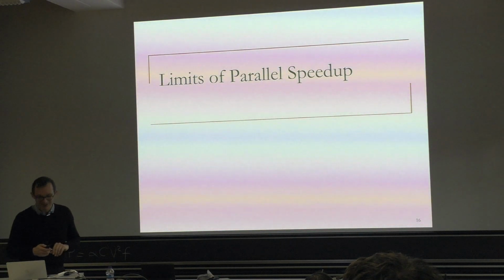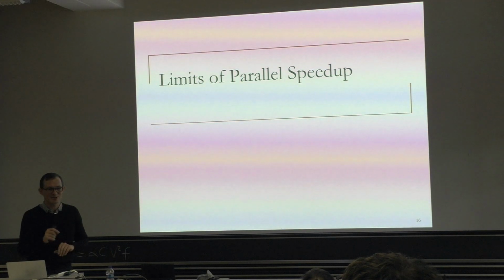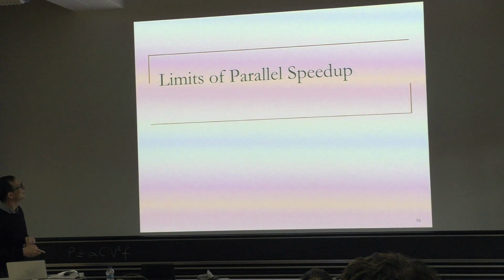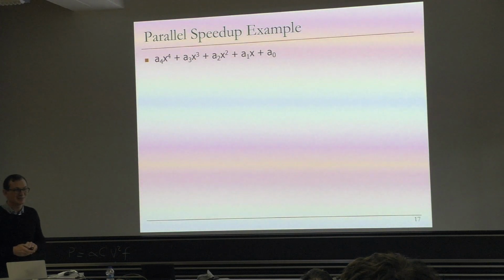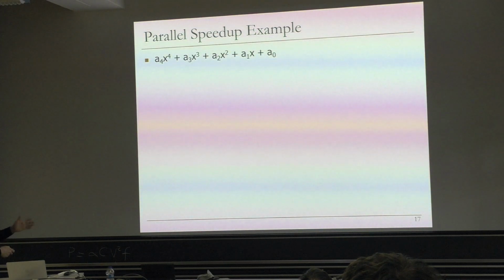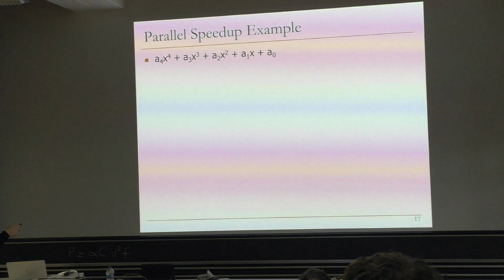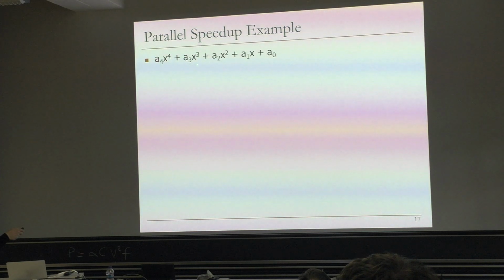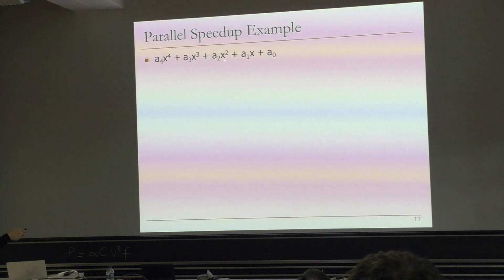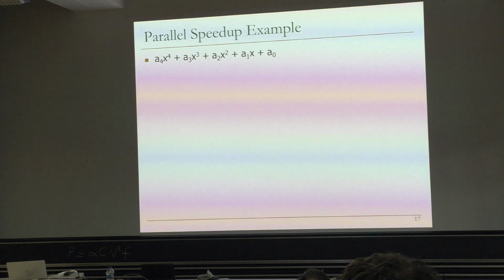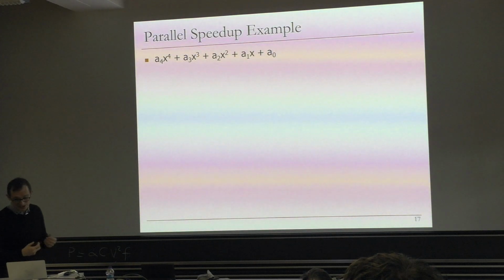I'm going to give you a puzzle. Ready? You may want to take out things that you want to write on. But basically, we're going to look at this example. It's a simple example, right? This is a polynomial: some constant times x to the fourth power plus some other constant times x to the third power plus some other constant times x to the second power plus some other constant times x plus a constant. Right? So we're going to evaluate this.